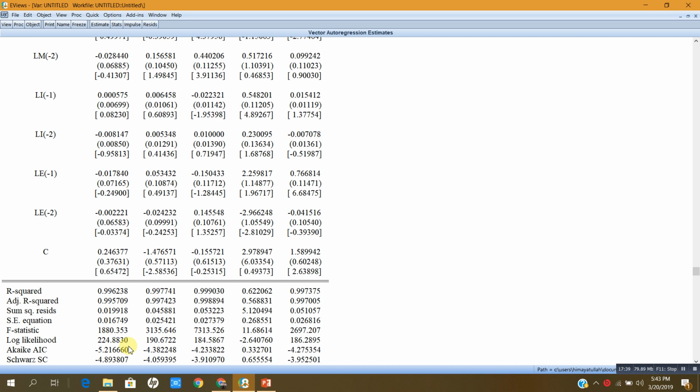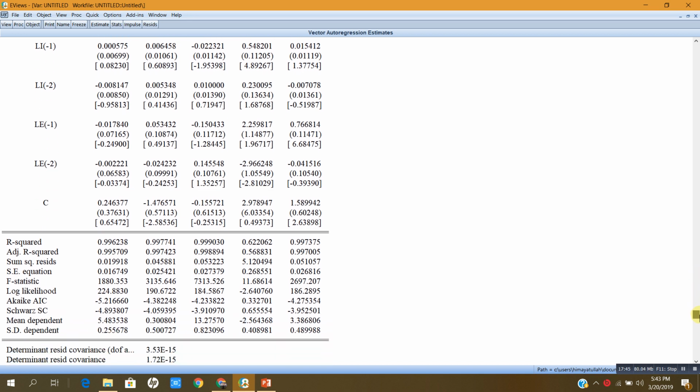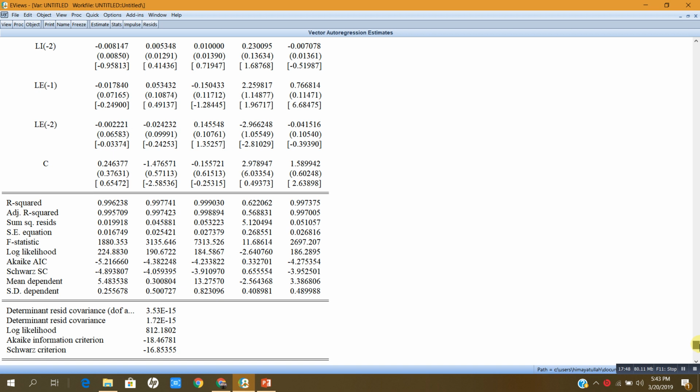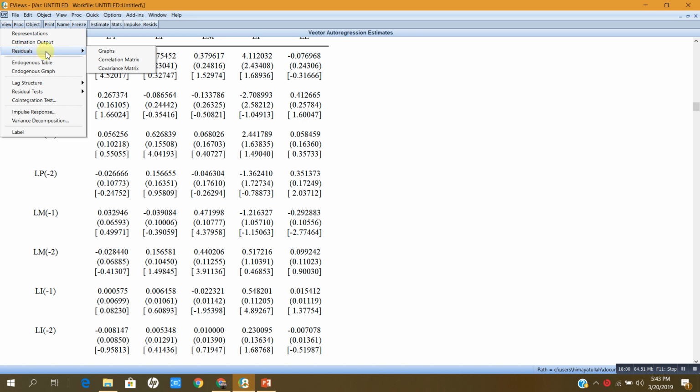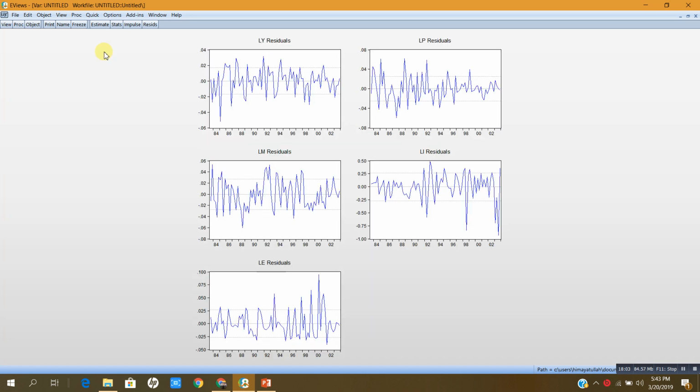And let me also check some of the diagnostics of this model. So I will go to quick, to view, and under view first I can check residuals, and these are the various graphs of the residual. That is the residual of the ly, this is the residuals of the lp, these are the residuals of the li, these are the residuals of lm, and finally these are the residuals of le. So if you see, there are ups and downs in these variables, like in quarterly data. So you can just have an idea of how these residuals behave.